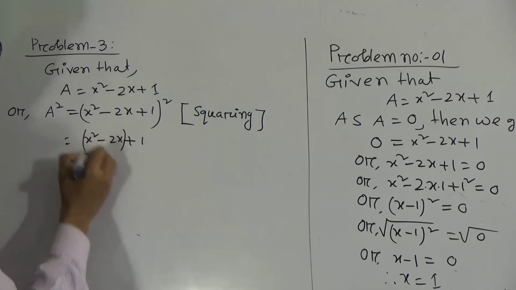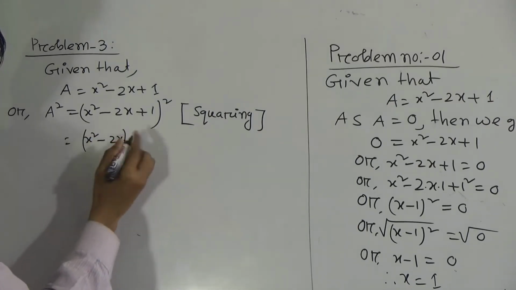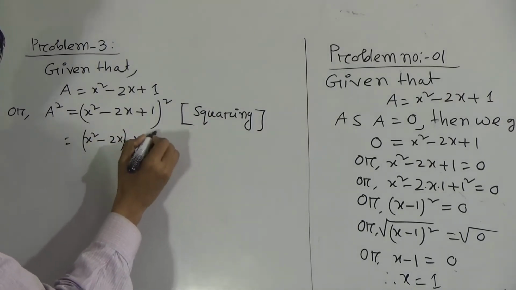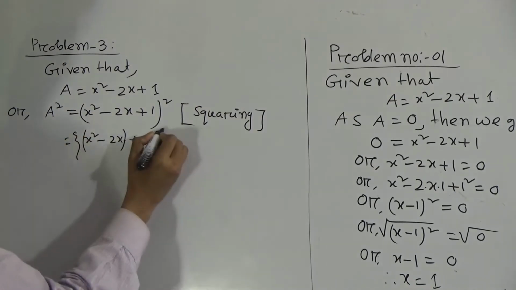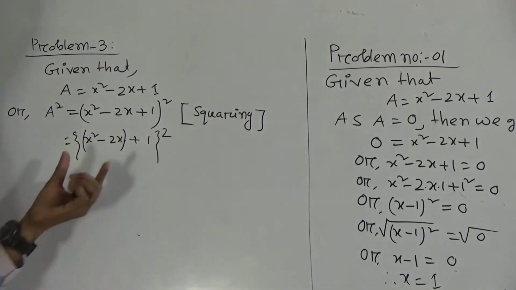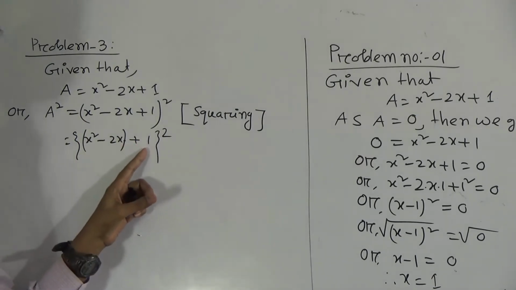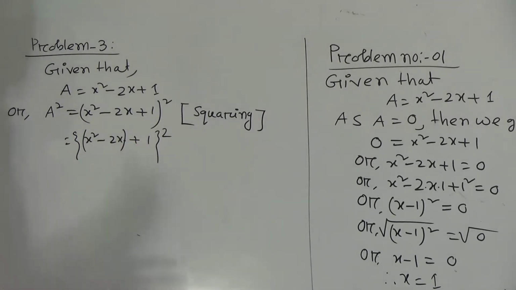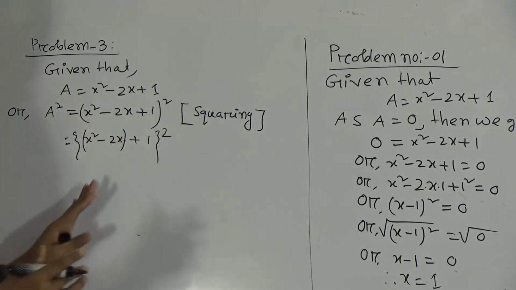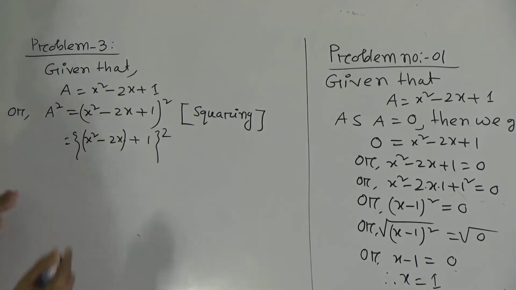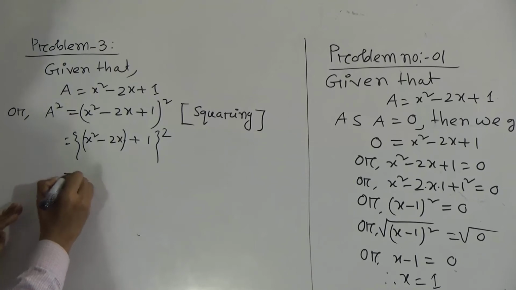Now we have to consider x square minus 2x equal to a and plus 1 equal to b. Okay, then a plus b whole square equal to what? a square plus twice ab plus b square. Okay, now you have to write.